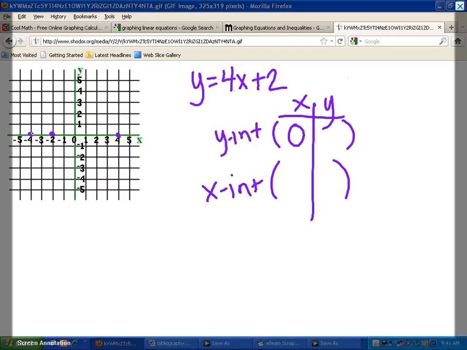Emma, what do you think? 0. It's 0. So my x-intercept always has a y value of 0. Always, always, always. So if I plug in 0 for y, what am I going to get out? 2. 1. No, I'm not looking for a number. I'm looking for the answer x-intercept. If you plug in 0 for y, you always get a number.